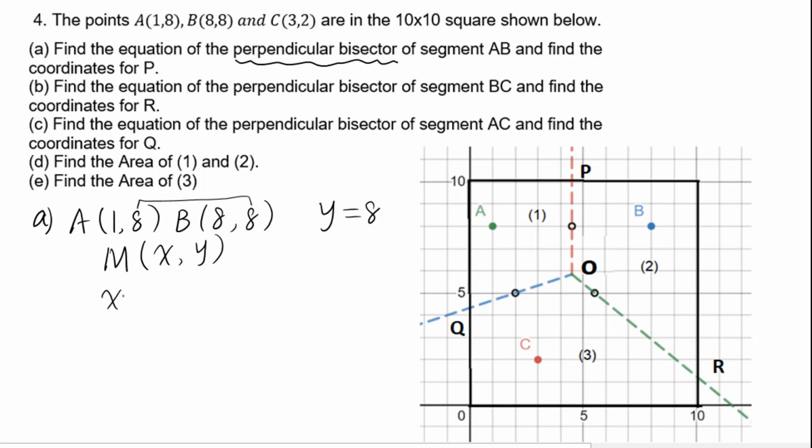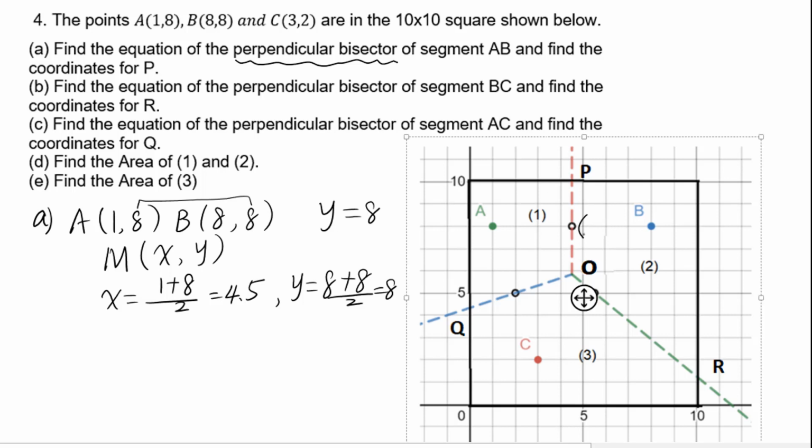So your x equals (1 plus 8) over 2 equals 4.5. And y is (8 plus 8) over 2, still 8. So we get this point labeled as (4.5, 8). The perpendicular bisector will be x equals 4.5.